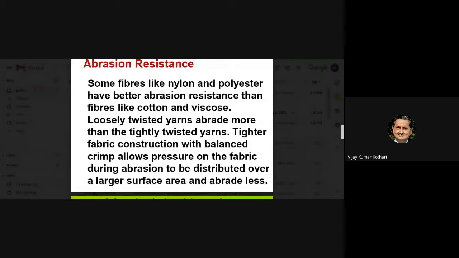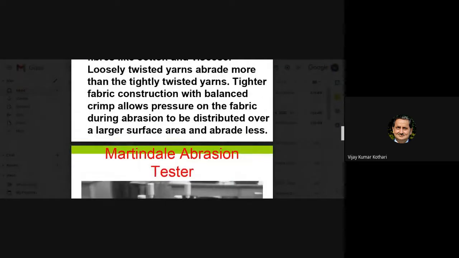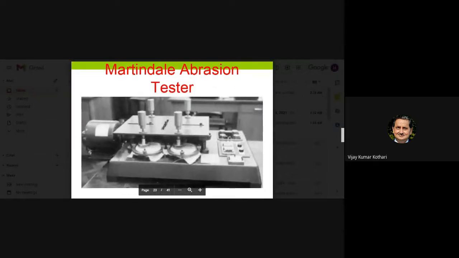Tighter fabric construction with balanced crimp allows the pressure on the fabric to be shared over a larger surface area, and therefore could lead to better abrasion resistance and could provide you with hard wearing fabric structures. So both the fiber content is important, yarn structure is important, as well as the fabric construction and the way the fabric has been formed, whether it's a balanced fabric or an unbalanced fabric, would make a lot of difference to the abrasion resistance.